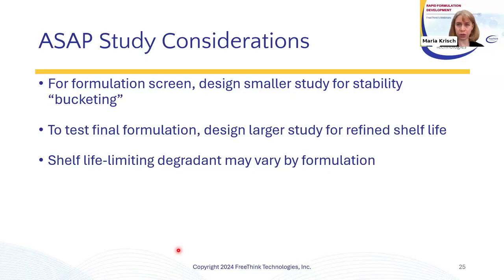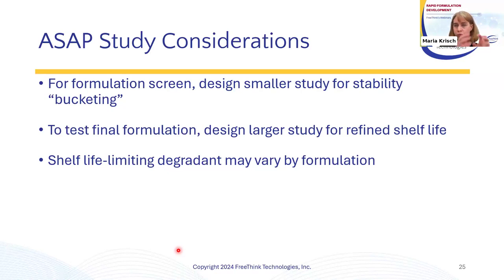So from just a material use point of view, speed point of view, it's helpful to have a slightly smaller study. A typical study might be something like 22 samples. It depends a little bit on the other considerations. To test the final formulations, then you would want a larger study for a really refined shelf life estimate.